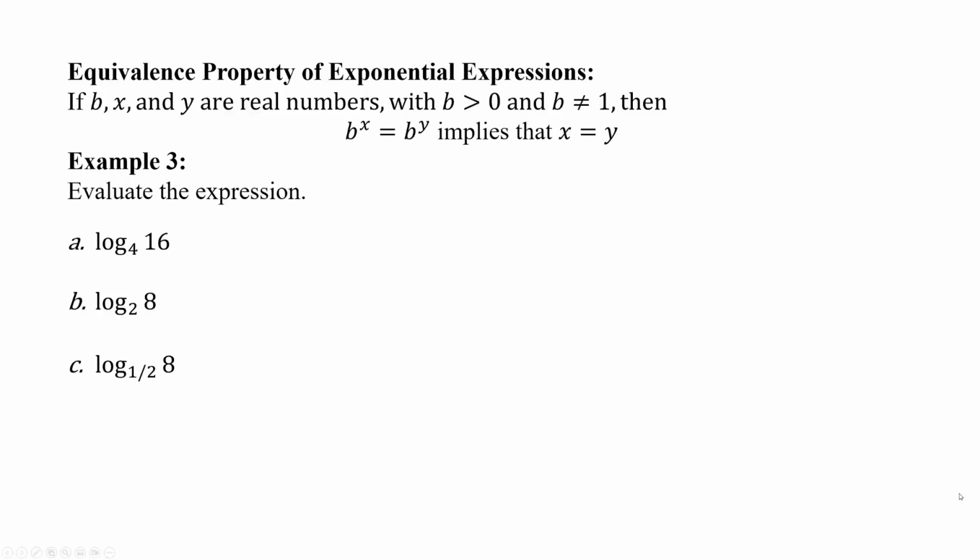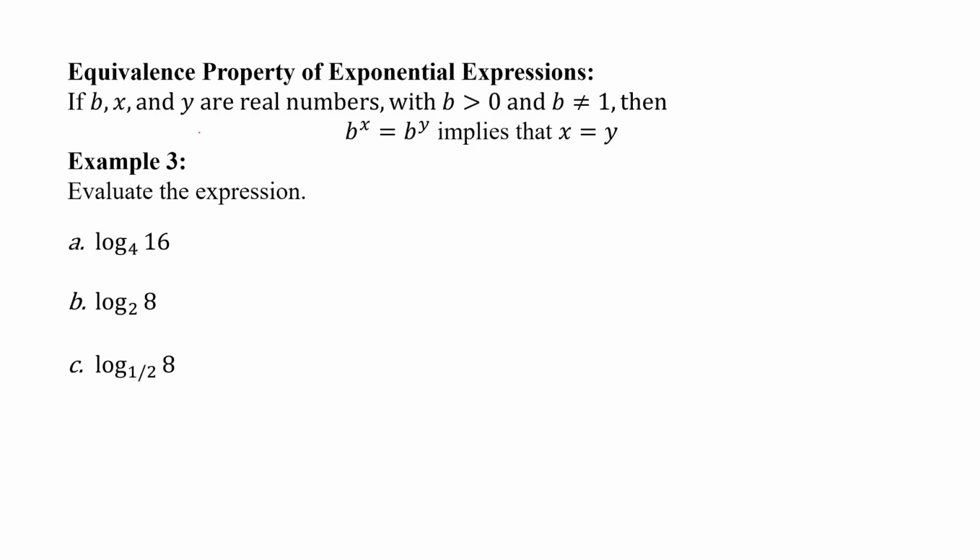Okay, the equivalence property of exponential expressions says that if b, x, and y are real numbers with b greater than 0 and b not 1, then b to the x equals b to the y implies that x equals y. What that means is that if you have a base raised to a power, and you have that same base raised to a power, and you're saying those two expressions are equal, that means that the powers have to be the same. And so we're going to use some simple logs to kind of talk about what that means.